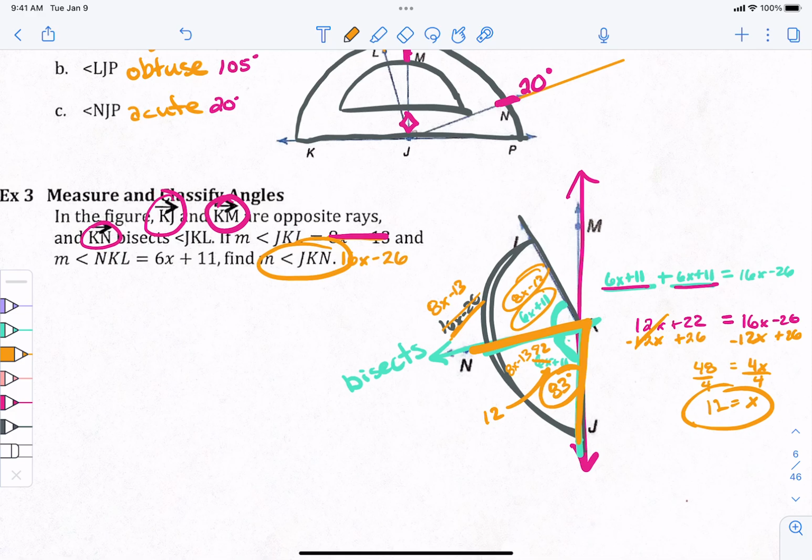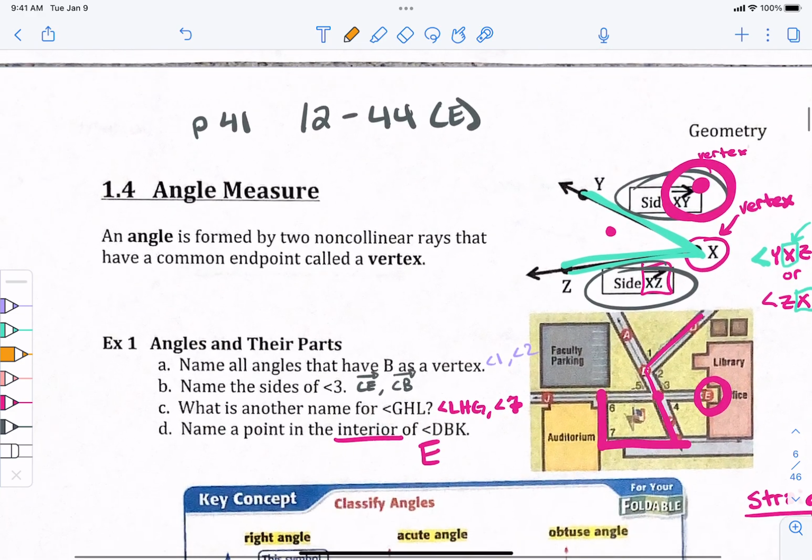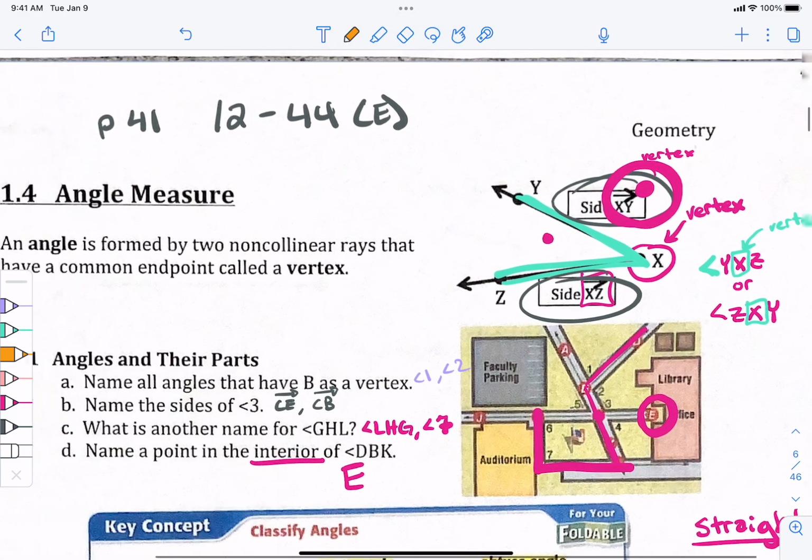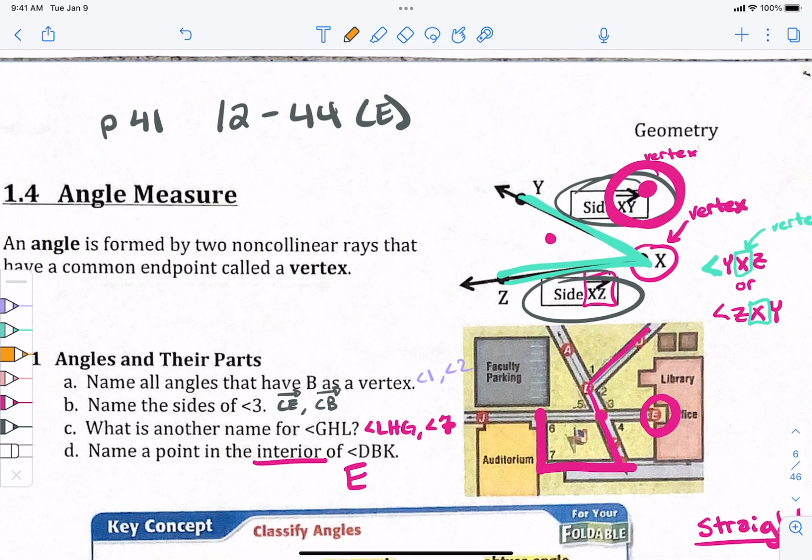Okay? That's all I have. All right. 12 through 44, the evens on page 41. There you go. Remember tomorrow's mid-chapter quiz. Okay. Break.